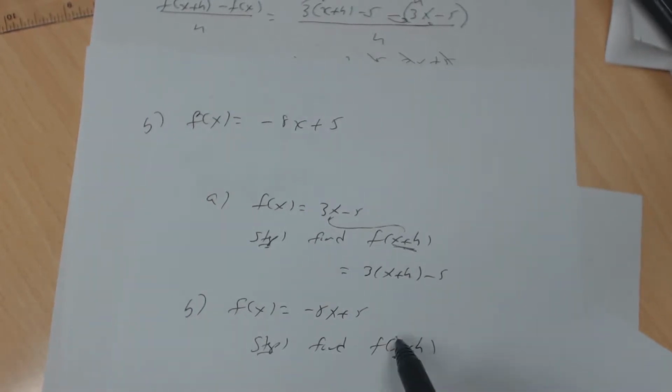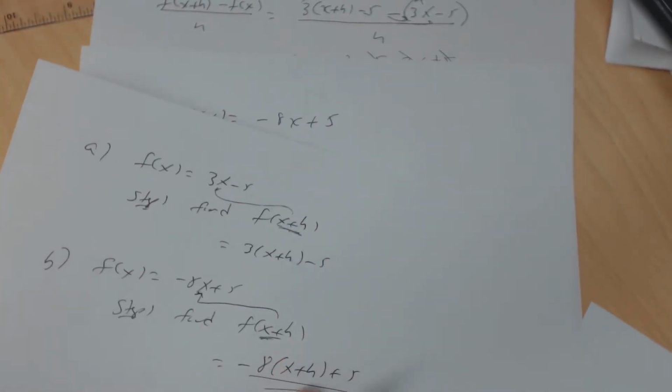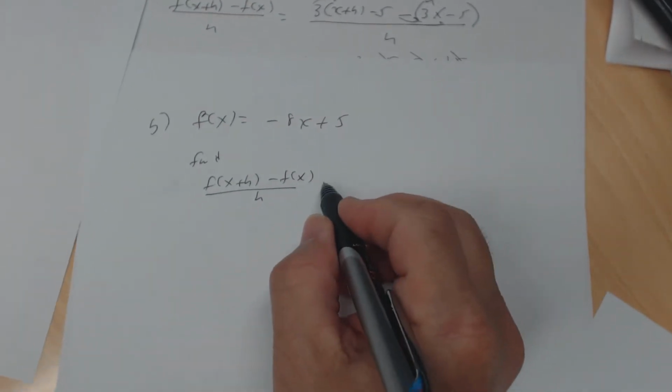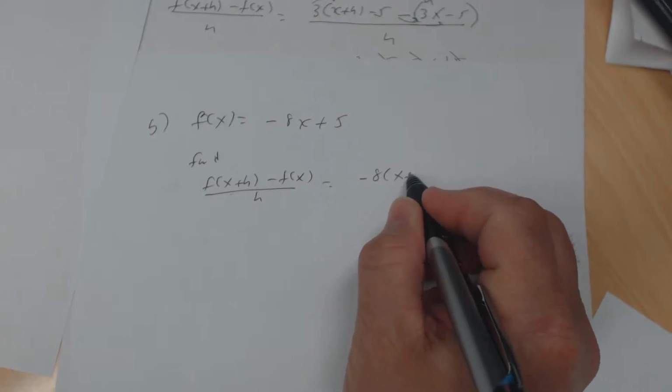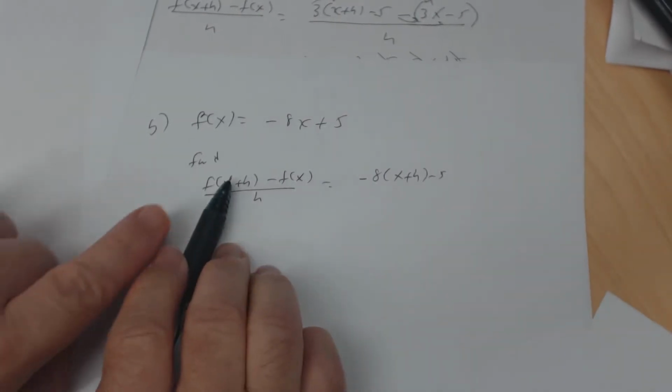So wherever you see the variable x, I'm going to plug in x plus h. So I'm going to get negative 8 times x plus h plus 5. And that goes for this one, so it'll be negative 8 times x plus h minus 5. So that's this right here.